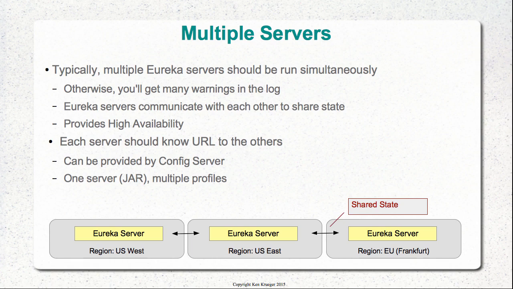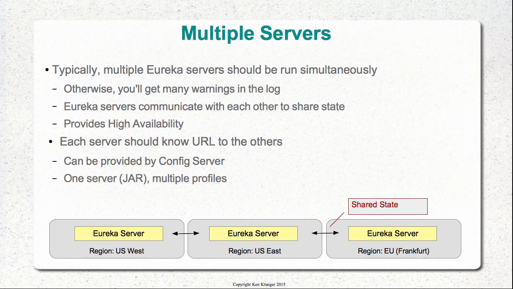For one thing, if you look at this illustration, you probably want to run in different zones, different racks, or potentially even different regions as we have illustrated here. Eureka is made to run multiple copies that intercommunicate. In fact, you'll get some errors or warnings in the log if you only have a single instance running. It will basically be warning you that all of its information is subject to loss if it goes down.